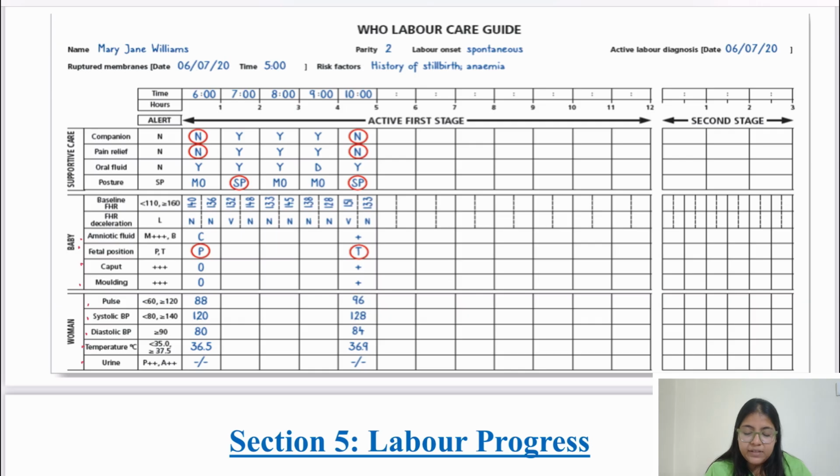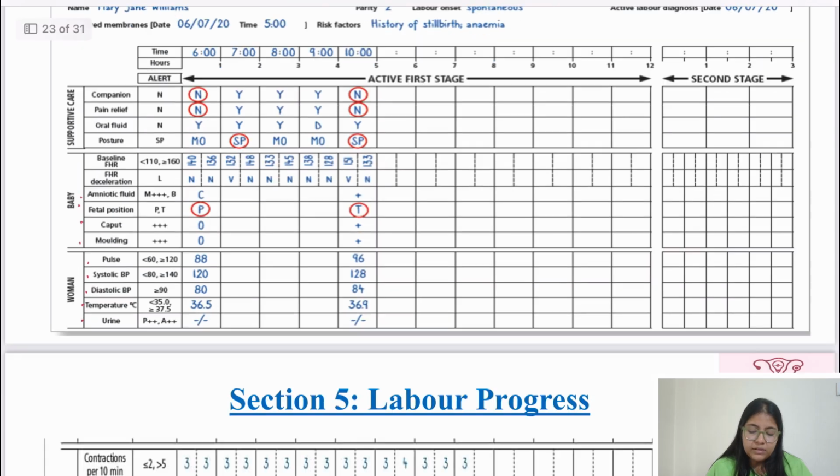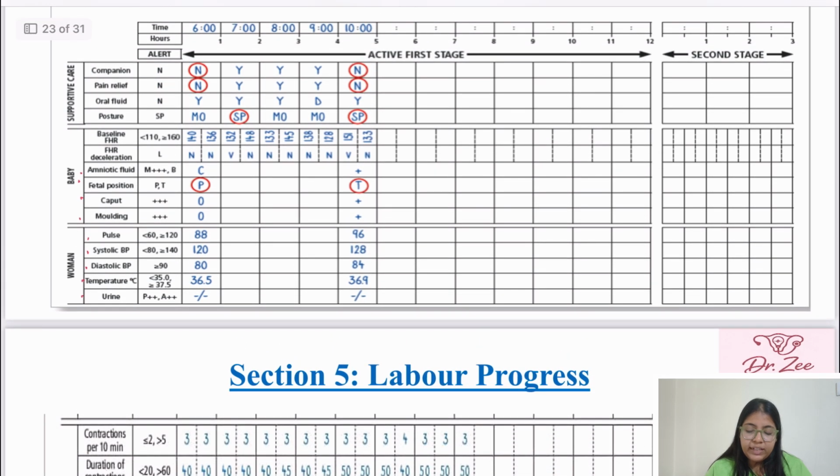If something like SP is written, what does it mean? Patient is supine, which is not good for the patient and the baby. So what will you do? You will tell the patient to be mobile, to walk, to do these exercises which are being told to do. So this is how you interpret, and you should check every section.